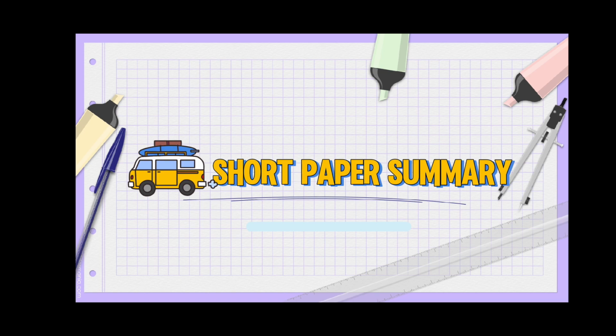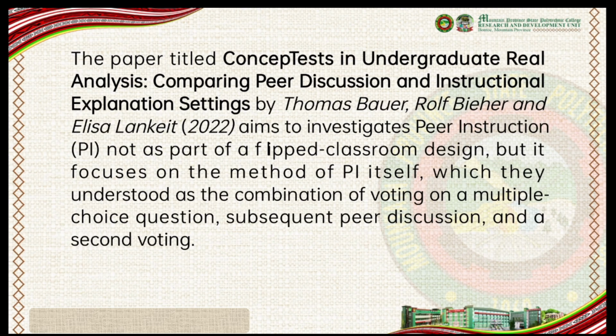The paper by Bauer et al. aims to investigate peer instruction, not as part of a flipped classroom design, but it focuses on the method of PI itself, which they understood as the combination of voting on a multiple choice question, subsequent peer discussion, and a second voting. In this sense, they viewed PI as a method that can be used as an intervention in selected parts of a course independently of an overall design decision concerning a flipped classroom setting.